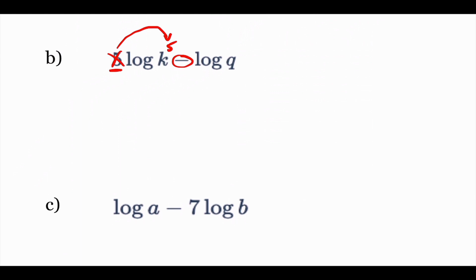Okay, so let me rewrite it. I have log k to the fifth minus log, and that looks like a q. Okay, I moved the power. Don't have to worry about that anymore. But I still have subtraction. And I still have two logs.